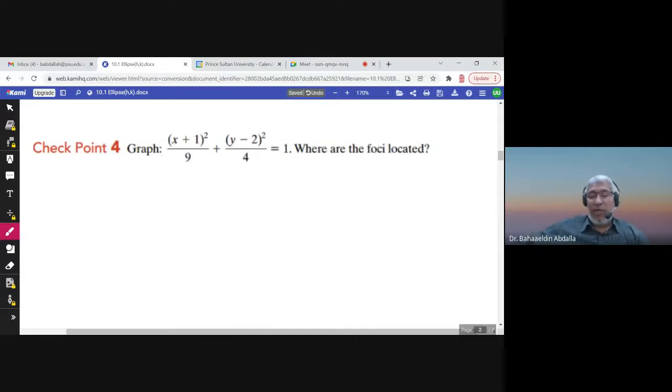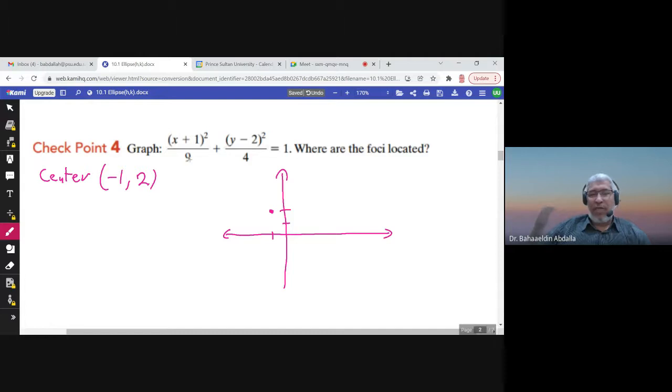Similarly, but notice that 9 is greater than 4 and it's below the x-axis, the x. So this is a horizontal ellipse. But to sketch the graph, I need the center first. What is the center? X minus h, so h is -1. Y minus k, so k is 2. Let us sketch the graph. -1 and plus 2. Okay, this is the center.